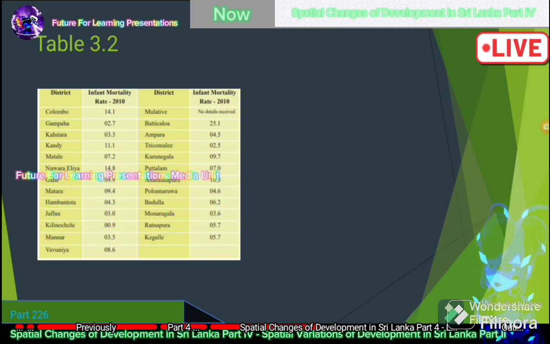Colombo has the highest infant mortality rate of 14.1, and the lowest will be Kilinochchi, it has 0.9. Maybe the Kilinochchi district has the highest health conditions. So sorry, it's not actually Colombo who has the highest infant mortality rate. It's actually Batticaloa who has the highest infant mortality rate. So yeah.